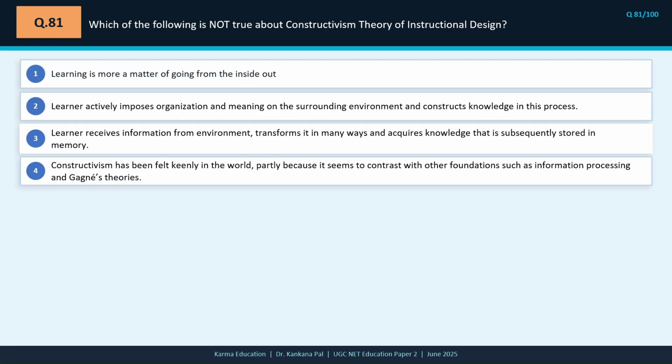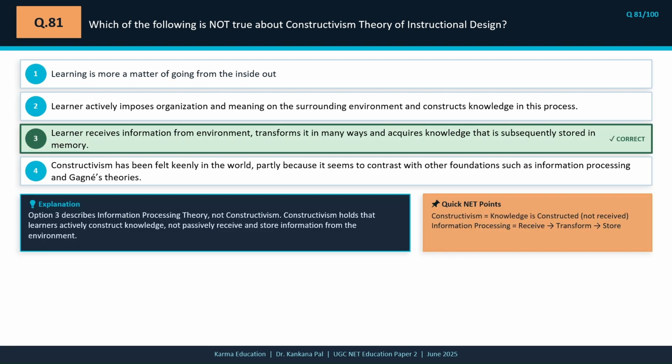Question number 81. Which of the following is not true about constructivism theory of instructional design? Option 1, learning is more a matter of going from the inside out. Option 2, learner actively imposes organization and meaning on the surrounding environment and constructs knowledge in this process. Option 3, learner receives information from environment, transforms it in many ways and acquires knowledge that is subsequently stored in memory. Option 4, constructivism has been felt keenly in the world, partly because it seems to contrast with other foundations such as information processing and Gagne's theories.